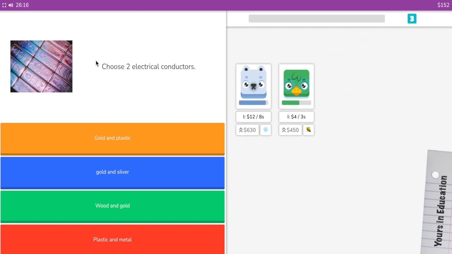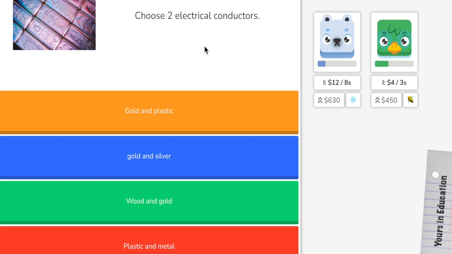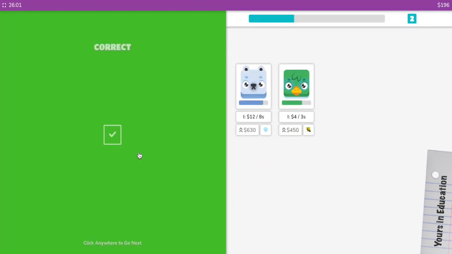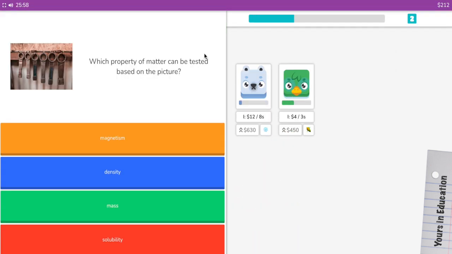Help. Choose two electrical conductors that, if you touch them, you will get electrified. Gold, yes. Plastic, no. Gold, yes. Silver, yes. Wood, definitely not. Plastic, no. So gold and silver are electrical conductors.